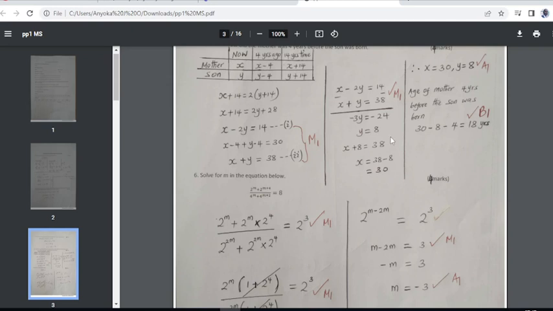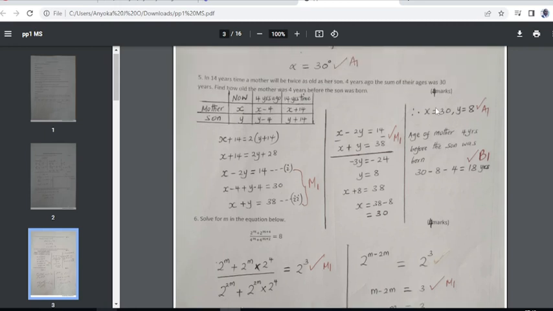Yes. Okay, now we have the value of x and the value of y. Now the mother is 30 years old and the son is 8 years old. Now we want to find the age of the mother 4 years before the son was born. That's where the question is: how old was the mother 4 years before the son was born.